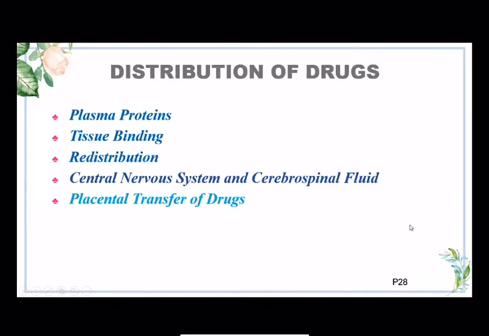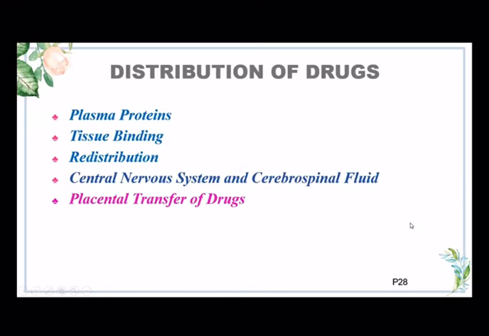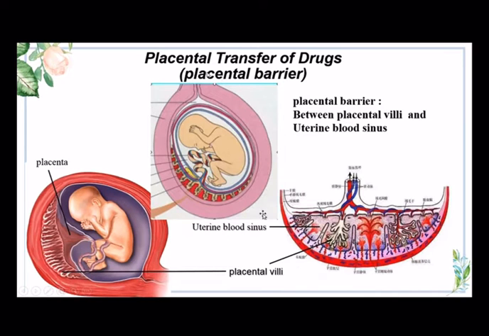The last factor influencing distribution of drug is placental transfer of drug, or we call it the placental barrier. Here is the placenta, and here are the placental villi, and here is the uterine blood sinus. The placental barrier is between the placental villi and the uterine blood sinus.